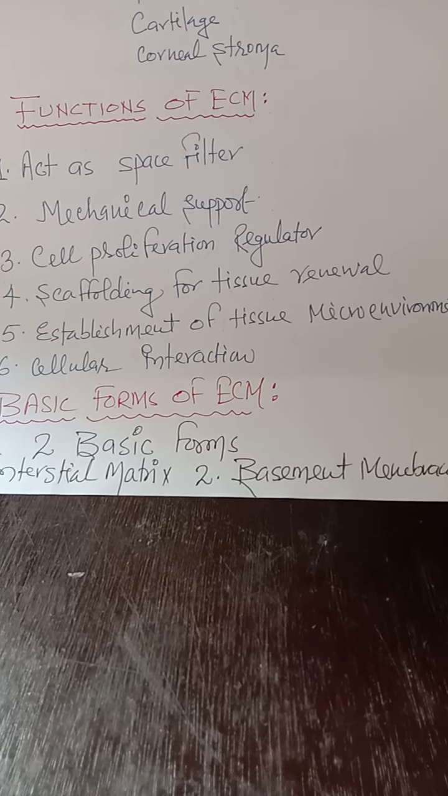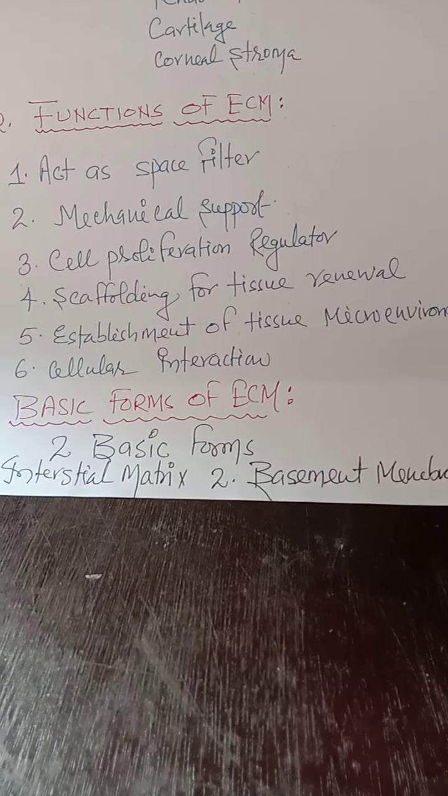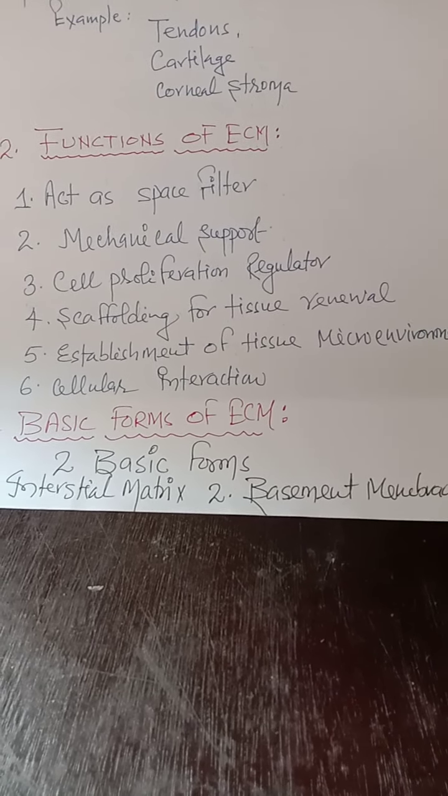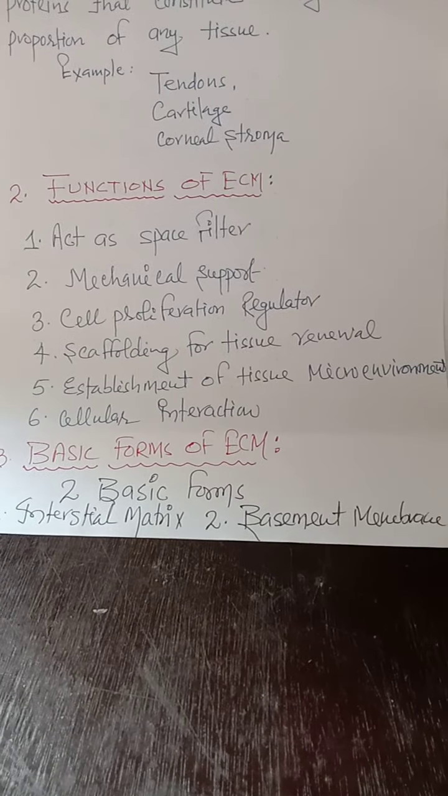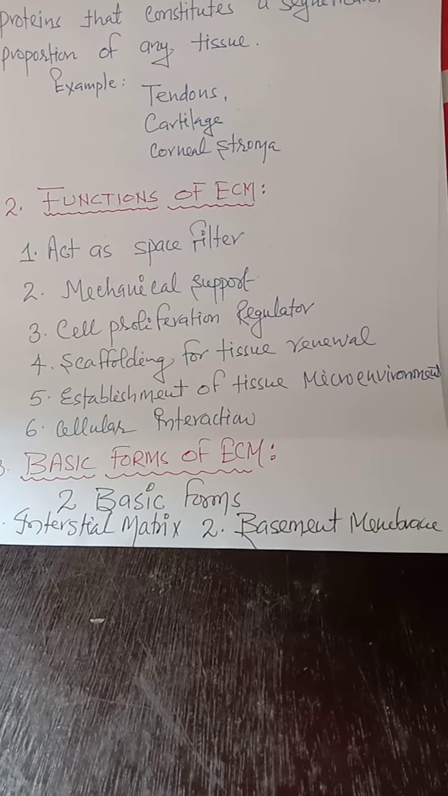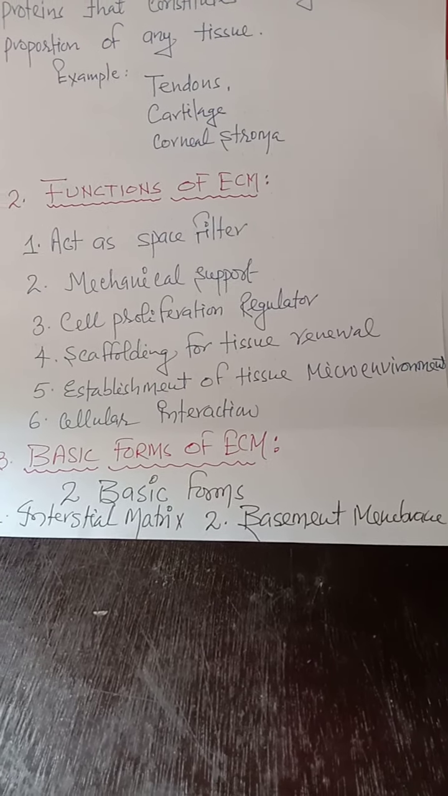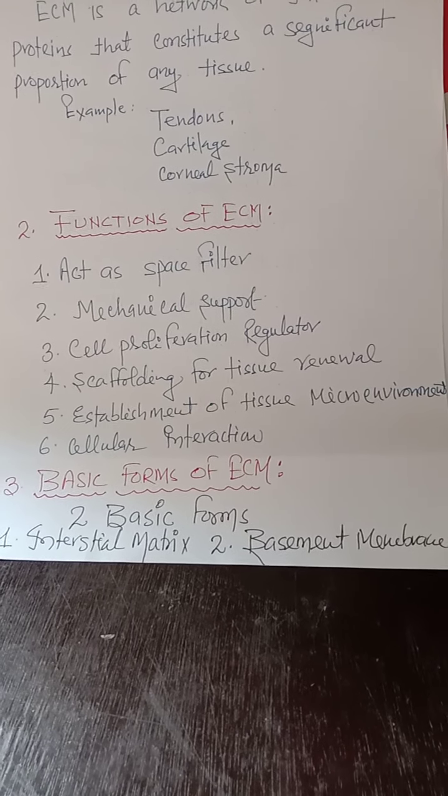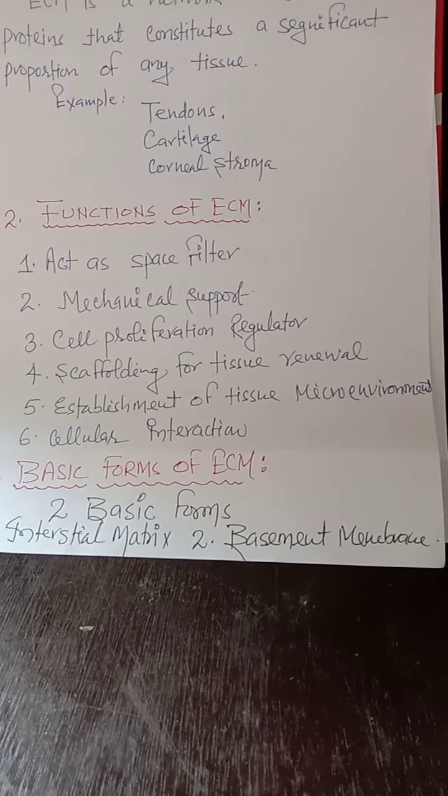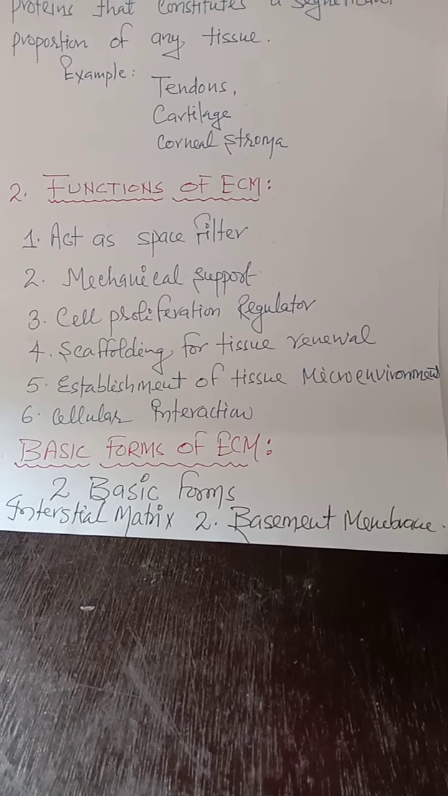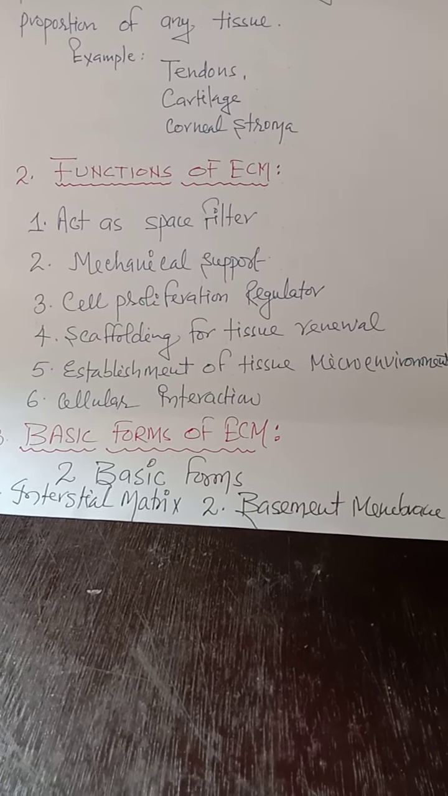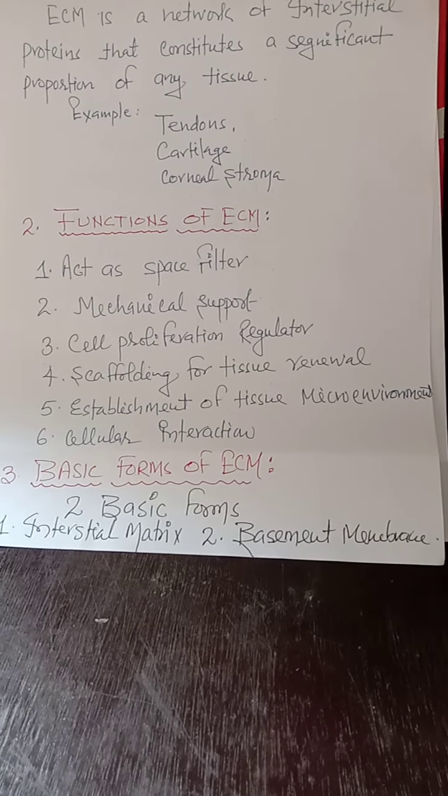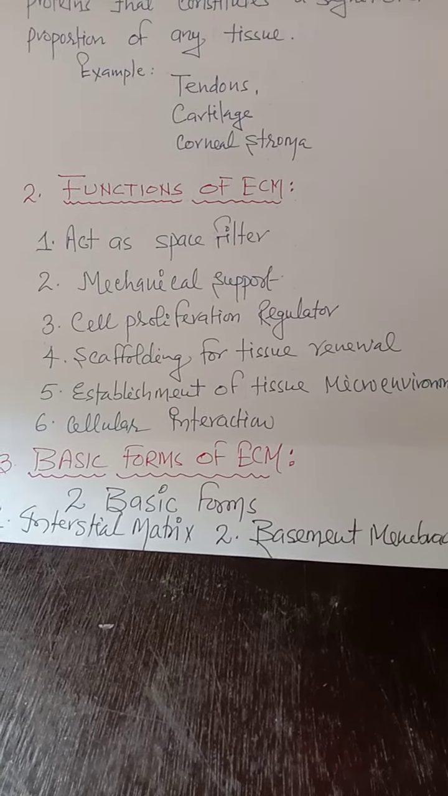And last one is cellular interaction. For the maintenance of the normal tissue structure, these are supposed to be very, very important components. Extracellular matrix is very important for making the cellular interaction. So these two objectives, definition and functions, we have completed.